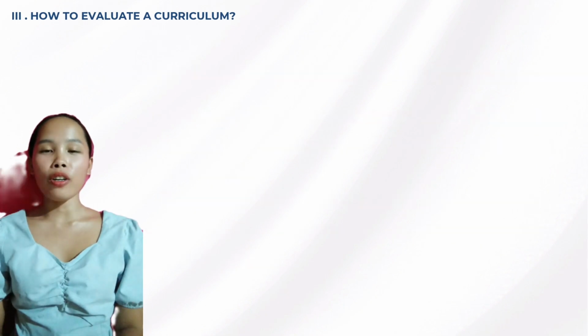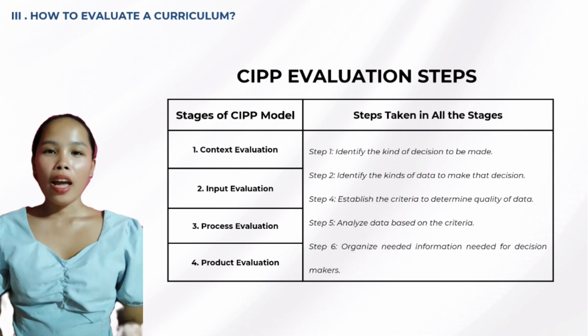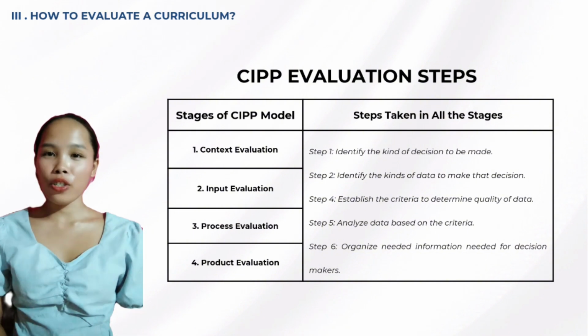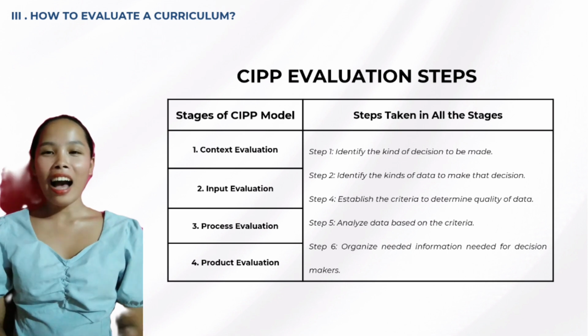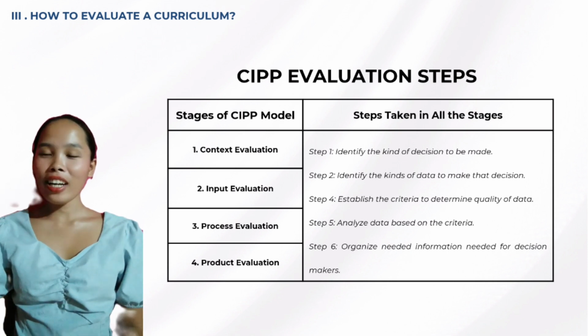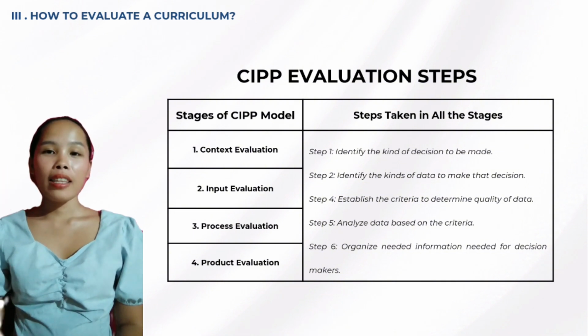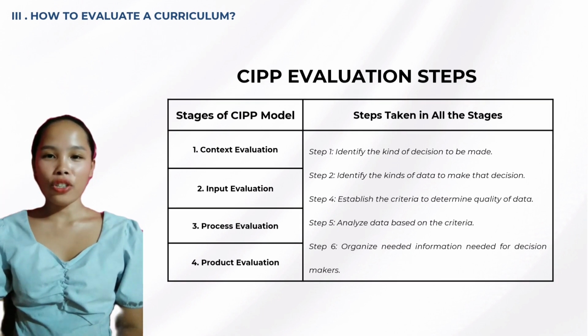Now let's move on to the steps in each CIPP stage. Every stage follows 6 steps: identify decision needed, identify data required, set criteria for data, analyze data, organize info for decisions, and use for continuous improvement. So by following these steps, this makes CIPP a powerful tool for policy and administrative decisions.